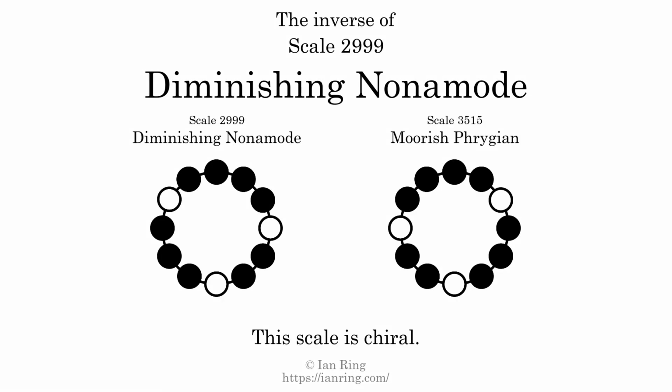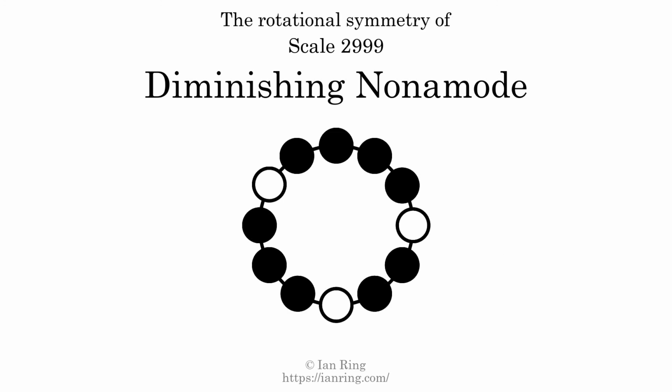The inverse of a scale is a mirror image. It is what you get when the sequence of intervals is reversed. The inverse of this scale is scale 3515, also known as Moorish Phrygian. This scale is chiral. It cannot transform into its inverse by rotational transformation. This scale has no rotational symmetry.